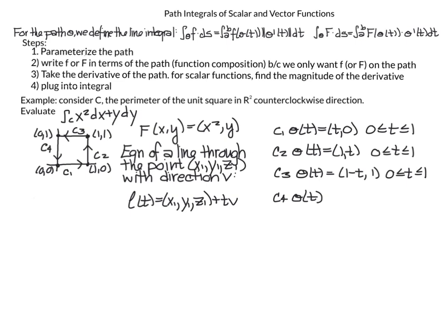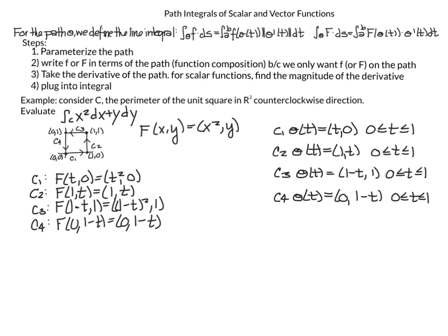For C4, C4 contains the point (0, 1). And it goes in the negative y direction. So the direction is going to be (0, -1), which means my sigma of t is going to be 0 plus 0t, which is 0. And then I have 1 plus t times -1, so it's 1 - t. And again, my quick check: when t is 0, we're starting off at (0, 1). And when t is 1, we end up at (0, 0).